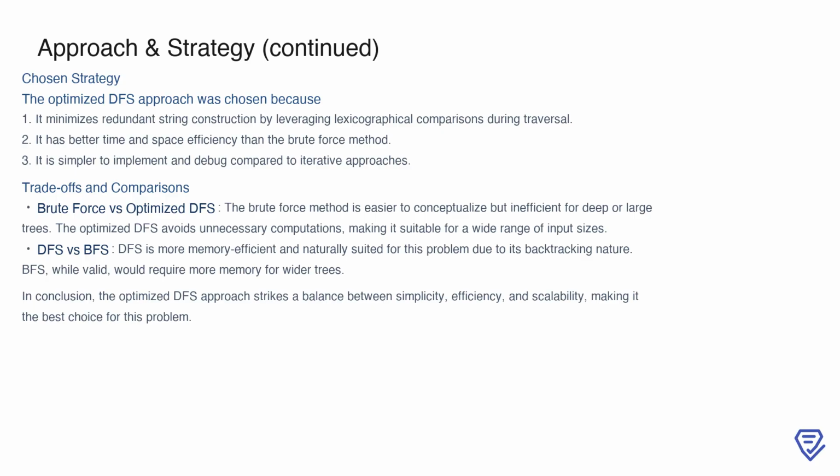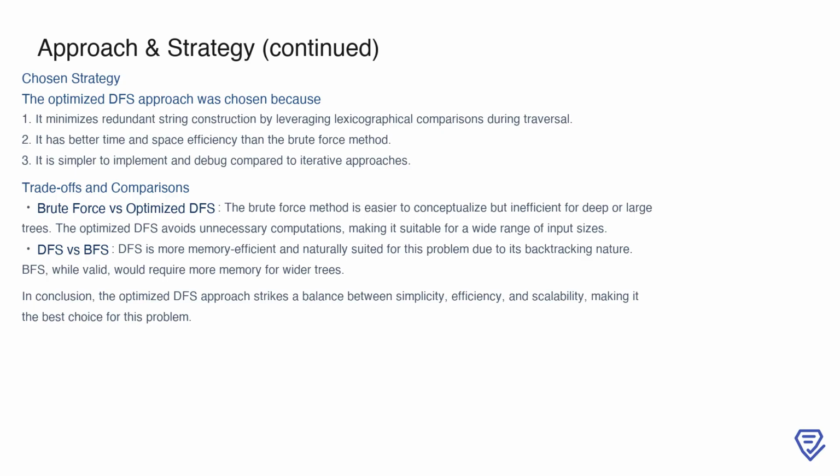Compared to the brute force method, the optimized DFS is both faster and more memory efficient, making it well suited for deep or large trees. Additionally, it is simpler to implement and debug compared to iterative alternatives, which would add complexity without major advantages. When comparing DFS and BFS, DFS stands out as the better choice here due to its natural alignment with backtracking and its lower memory requirements for handling narrow but deep trees. While BFS remains valid, it is less practical for trees with significant width. In conclusion, the optimized DFS approach strikes the best balance between simplicity, efficiency, and scalability, making it the optimal choice for this problem.